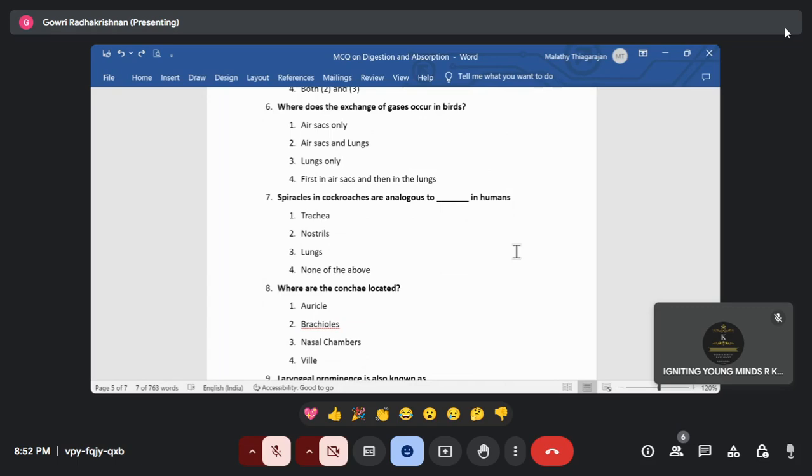Now the seventh one. Spiracles in cockroaches are analogous to what in humans? Humans have a similar organ. So what can it be compared to? Nostrils, isn't it? Not trachea, not lungs. Spiracles can be compared to nostrils in humans. So option number 2.